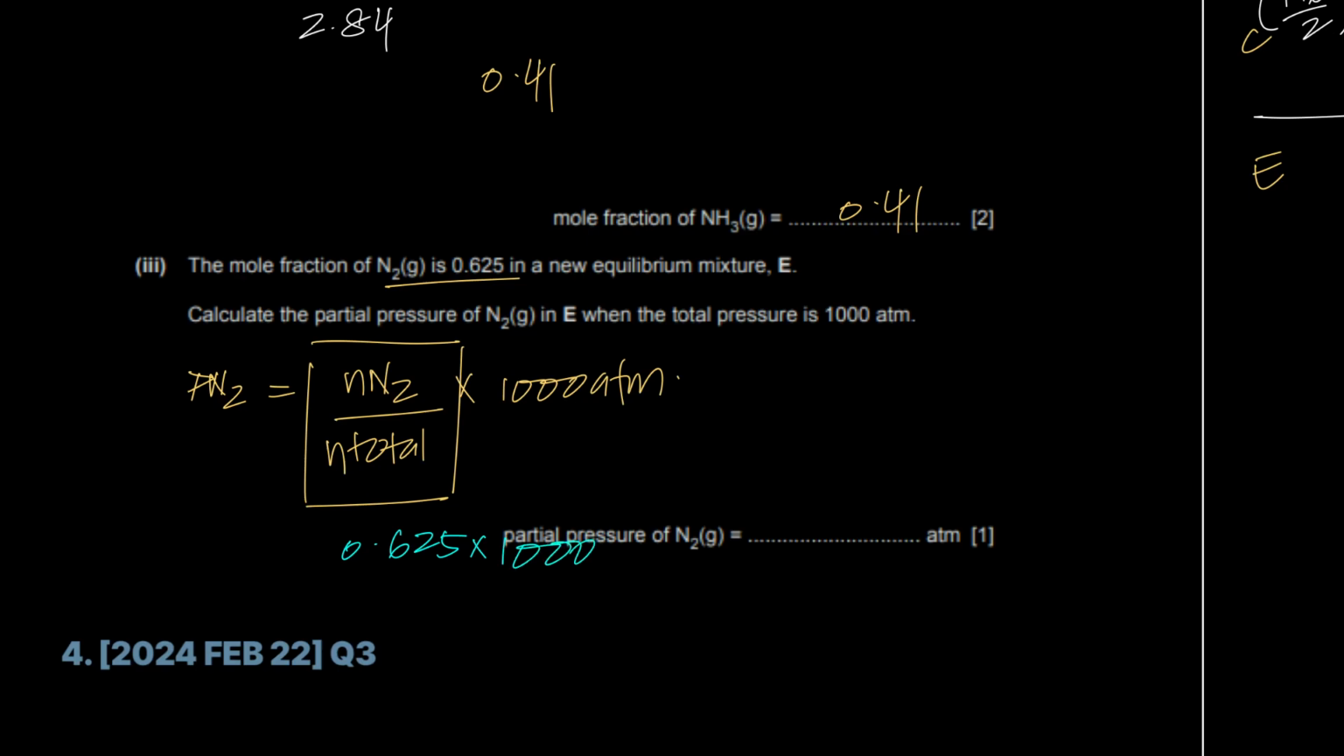That's it. That's a piece of cake. 625 atmospheres. That's how easy it is, man. I swear to God. Okay.